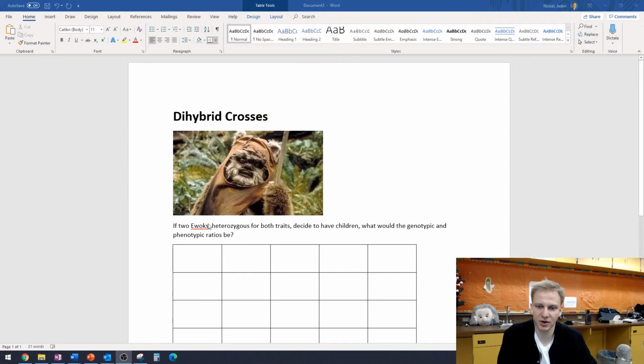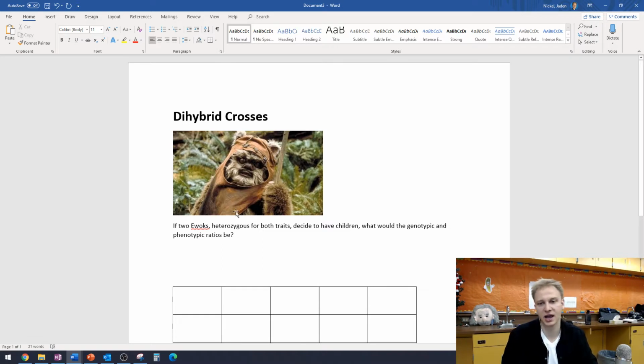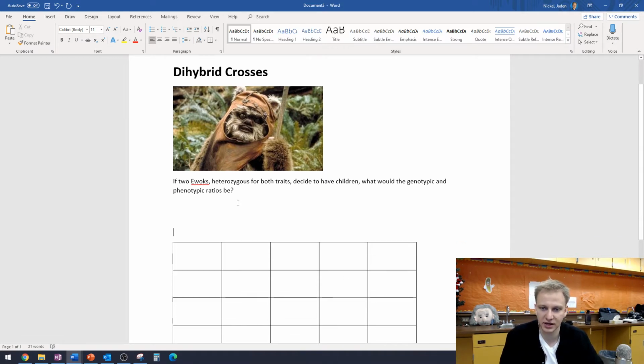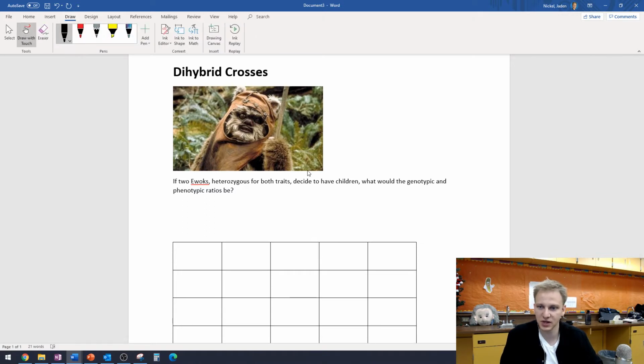What we're going to talk about in this video is dihybrid crosses. Dihybrid means we're going to be looking at two pieces of genetic information and crossing those. The question we're given here is: if we have two Ewoks from Star Wars, you can see a picture of them above, heterozygous for both traits, and they decide to have children, what would the genotypic and phenotypic ratios be? So we're going to have something with two traits.